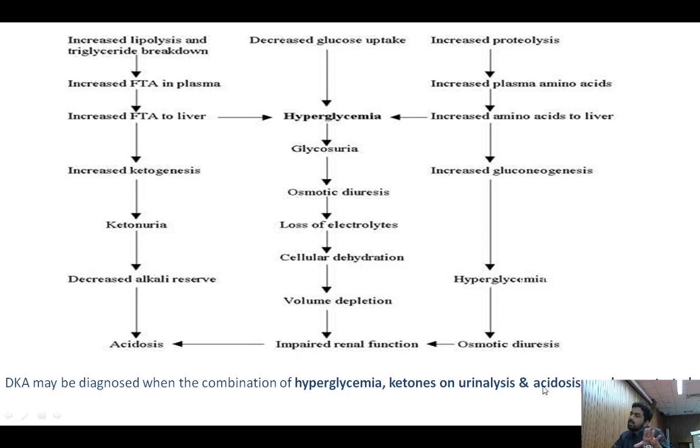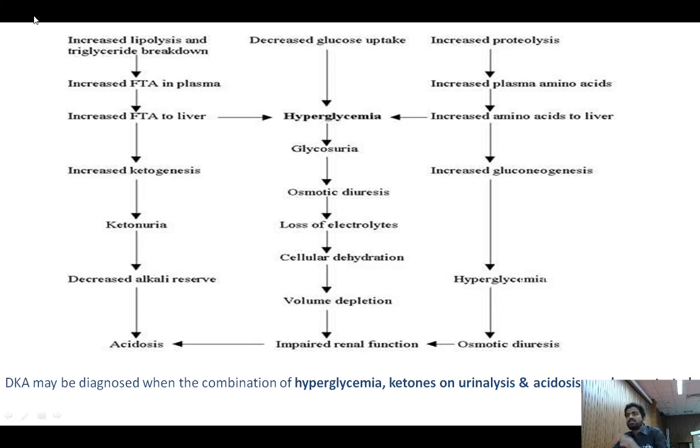if it is present even in minute quantity, and acidosis. The acidosis you will see by blood gas analysis, in either arterial blood or venous blood, if the pH is decreased. So if there is increased glucose, presence of ketone in urine and decreased pH in the body, the condition is known as diabetic ketoacidosis. So what is the vicious cycle of this diabetic ketoacidosis? You try to see here.